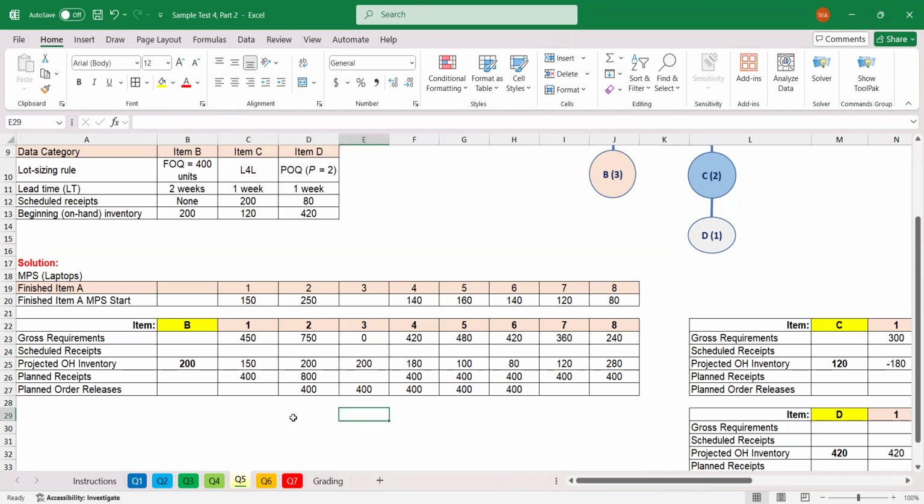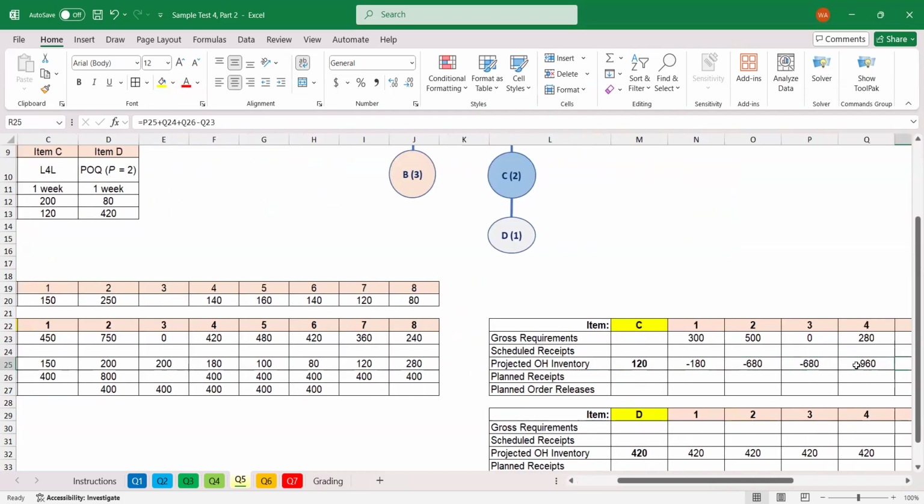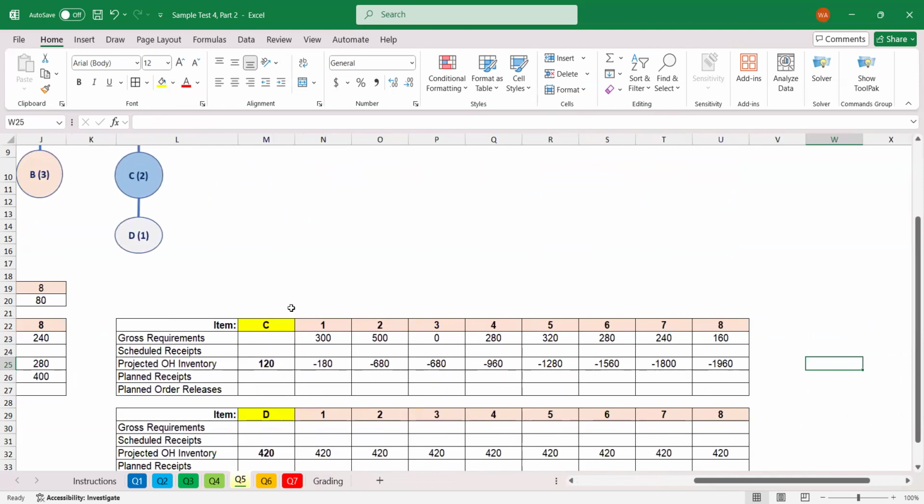All right, let's move on to our next table here. And for item C, we're told here your lot sizing rule is lot for lot. The lead time is 1 week. And we're going to use that information to figure out what to order here. So this is lot for lot. Let me put that here again, L for L, lot for lot, meaning you order exactly what you need.